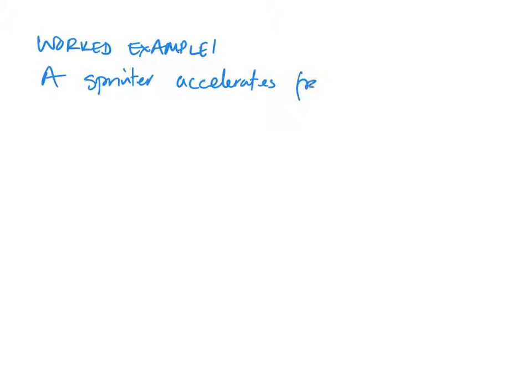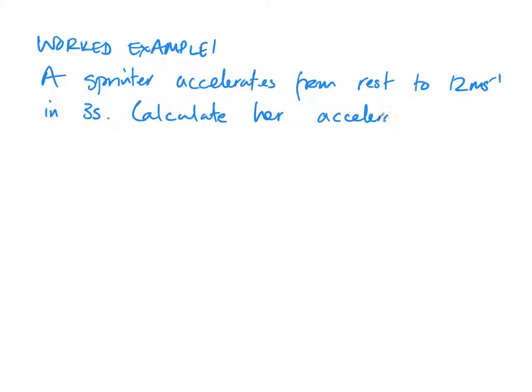So let's look at a worked example. Start with a fairly simple one. A sprinter accelerates from rest to 12 meters per second in 3 seconds. Calculate her acceleration.